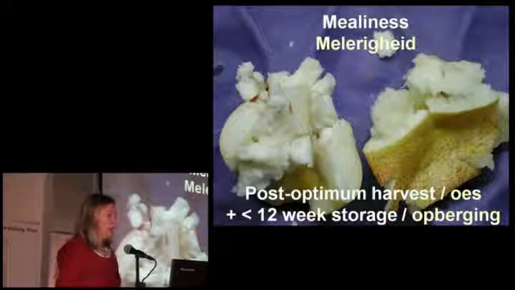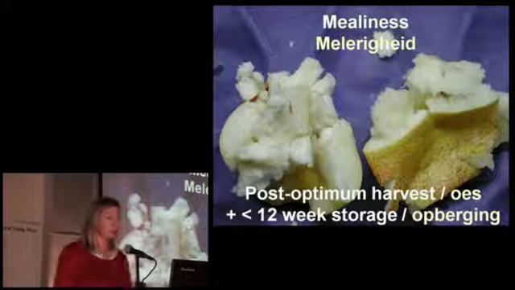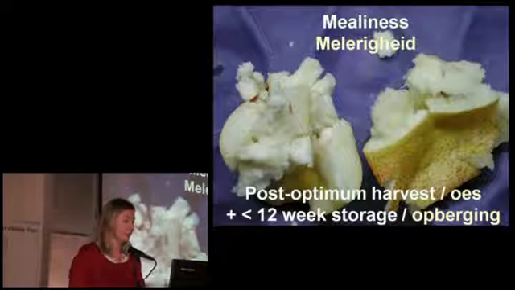Mealiness, my favorite topic. If one harvests post-optimum, and in my book, I know the standards say they're lower, but in my book, if you harvest lower than 6 kilograms, you have a higher risk of getting mealiness, especially when you store for shorter periods of time. If you store long-term, you shouldn't have a problem. So that is kind of a given, and any research that's been done over many years, one can go and track that, and that is kind of a fact.